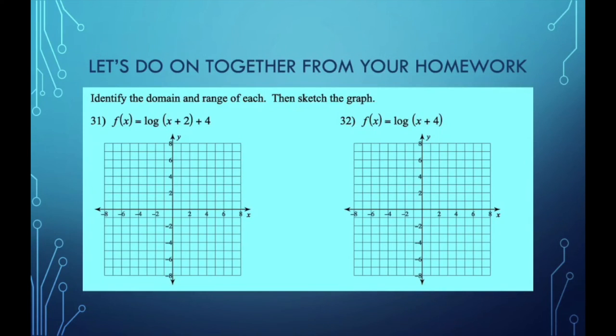All right, so let's do this one together. Number 31, we have some shifting going on. I'm not going to have you worry about that shift, except this is going to help you know where your asymptote is. I would just put this in your graphing calculator as is. You're going to put your y equal, you're going to do log. That's exactly what I was hoping you would do. Put in your x plus 2, make sure you close your parentheses, plus 4.